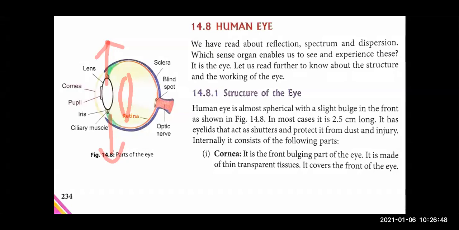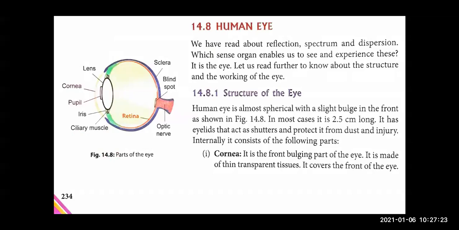So it is the ciliary muscles which control the focal length of the lens by contracting and expanding, so that we can see the near objects and the far objects clearly. So that is your ciliary muscles. Its function is to hold the lens at its position, number one. Second thing, to control the focal length of the lens by expanding or contracting.